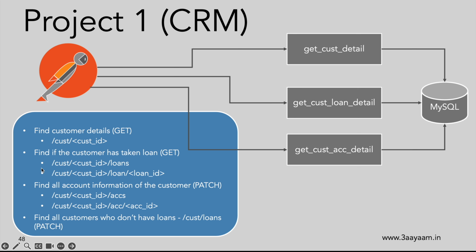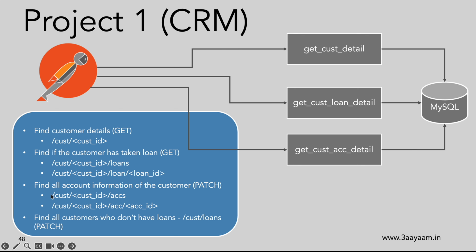It would be like for a particular customer, I would see how many loans the customer has taken. And I will also try to find out information about individual loan. So for that, I'll have to pass customer followed by customer ID, then loan and followed by the loan ID. So these are the 2 URL endpoints. One to see or get information about all the loans that the customer has taken, and the other one would be to get information about a single loan that the customer has taken.